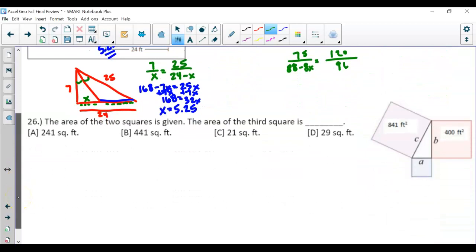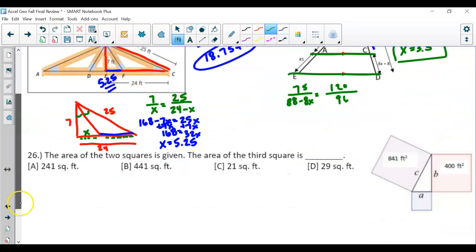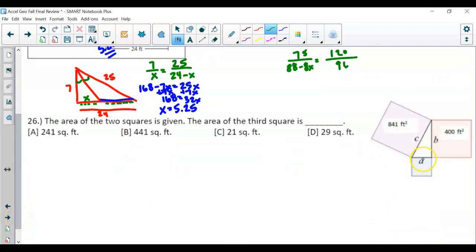So 26. This is actually going back to the concept of Pythagorean theorem. You're given the right triangle, so you have a squared, b squared, c squared. If you're looking for a leg, usually to solve for a leg you would subtract the area of the two squares. That's why the answer is B. Because if I were to add the area of the two squares together, you get the square of the hypotenuse, which is 841.